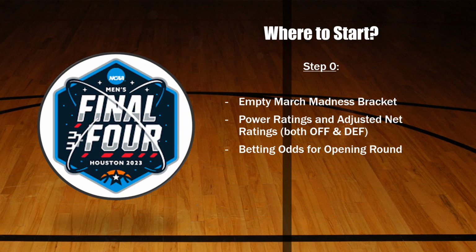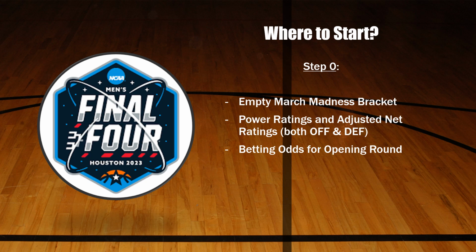So where do we start? Obviously, and most importantly, have an empty and updated March Madness bracket. Next, keep handy power ratings or adjusted net ratings when making your selections. So if you don't know, power ratings are numerical representations of a team's strength relative to other teams in the league, while adjusted net ratings measure a team's offensive and defensive performance relative to its opponents. So very similar stats, but I would say to pick one and stick with it.